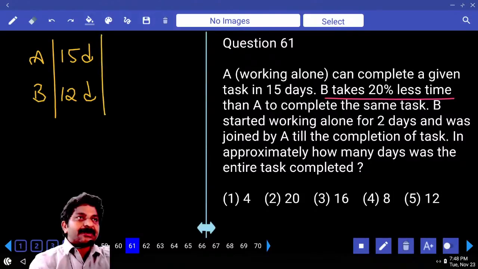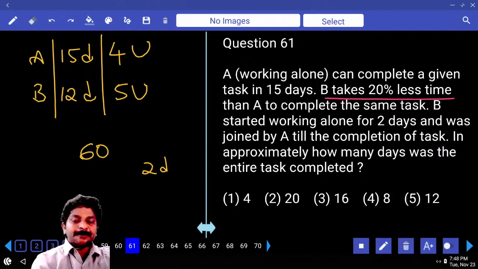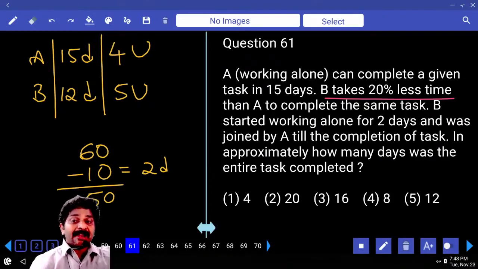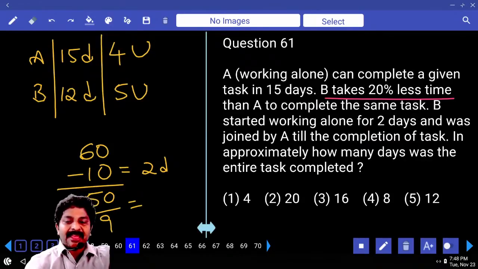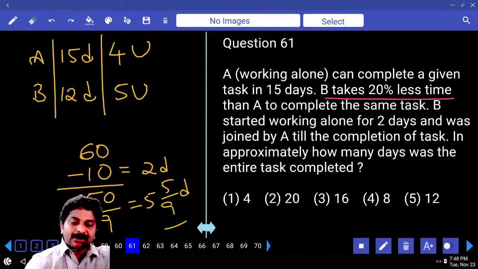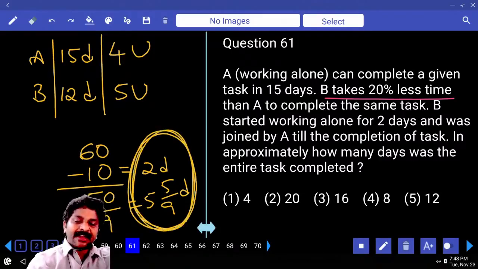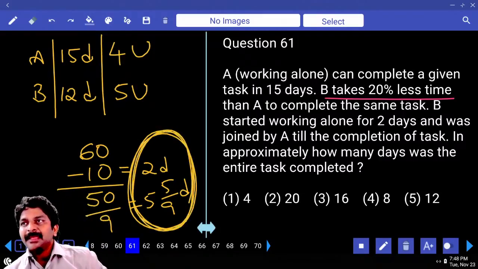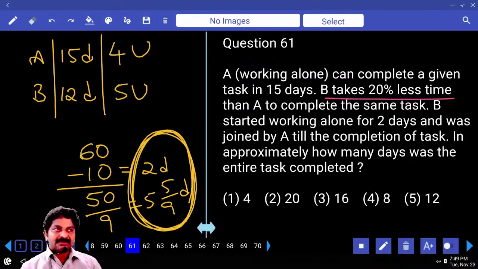So we'll go for the units method. What is the LCM for 15 and 12? 60. A can do 4 units, B can do 5 units. So in the first 2 days, who worked? B. B can complete 10 units of work only. The remaining 50 units, who will do? Both A and B. Both A and B together can do 9 units only. Then to complete 50 units, that is 50 by 9, which is 5 5/9 days. Then time to complete the total work is 2 plus 5 5/9, which is 7 5/9, approximately 8. Fourth option.